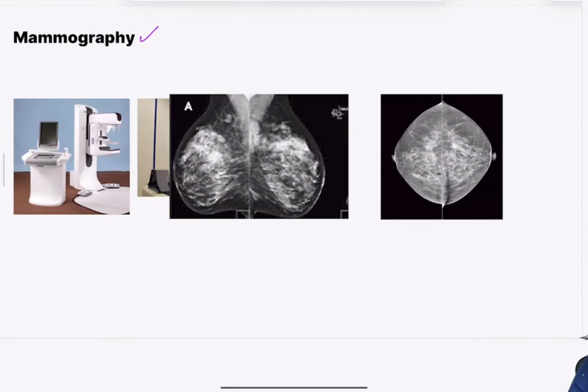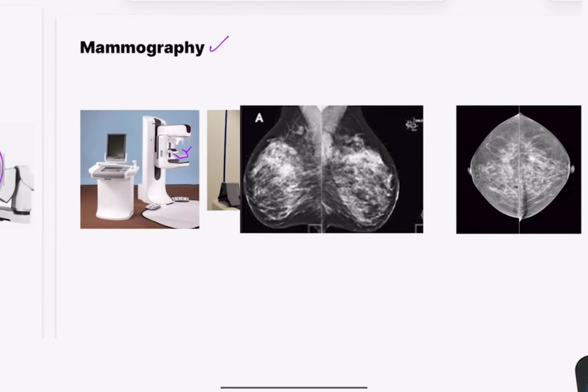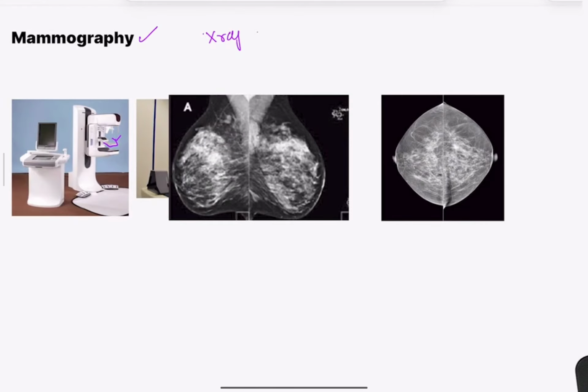Coming to this image here, mammography. How do you know this is a mammography machine? By this compression plate which is present. So mammography is nothing but X-ray of the breast with compression, right? Without compression you cannot do mammography. That compression is important. When the breast is compressed, it becomes more homogeneous, thin, and the X-ray penetration is better. So compression is a must.